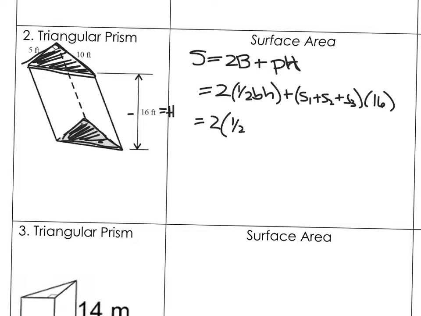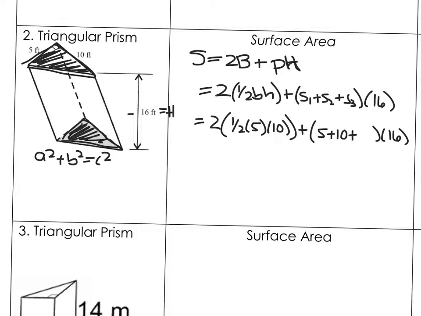Next, the base of my triangle could be 5, and the height is 10 because those two are perpendicular to each other. Side 1 plus side 2 plus, I don't know, side 3. But if you do the Pythagorean theorem, because this is a right triangle, you're going to get 5, 10.